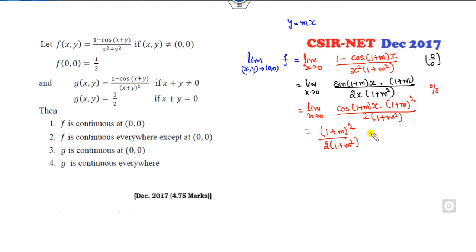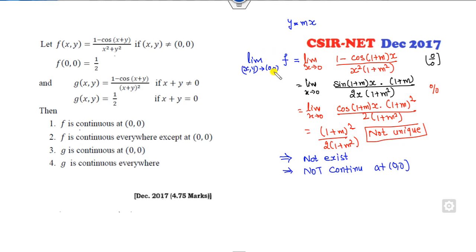So what is that? It is not unique. Because it depended on the m, it means it is not unique. It means limit does not exist. If the limit does not exist, it means the function is not continuous at 0, 0. So 'function is continuous at 0, 0' is the wrong option.